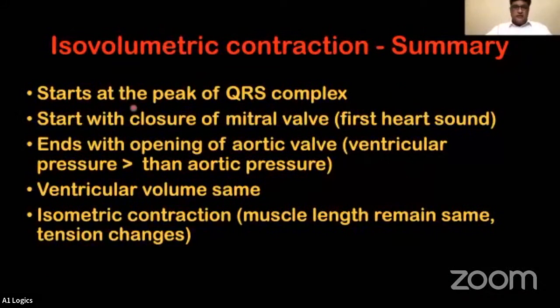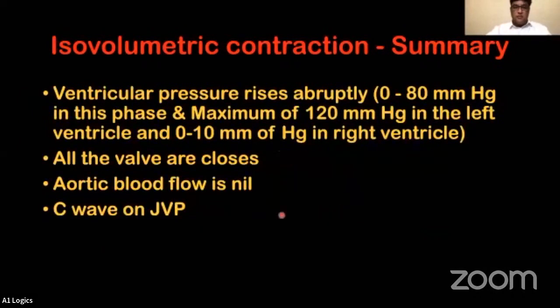So to summarize, from the peak of the QRS complex, isovolumetric contraction starts with the closure of the mitral valve, that is the first heart sound, and ends with the opening of the aortic valve, as I told you. So ventricular pressure is more than aortic pressure, and ventricular volume is the same. There's one more word called isometric contraction. Here, the muscle length remains the same. Only the tension changes in the muscle. Please remember this.